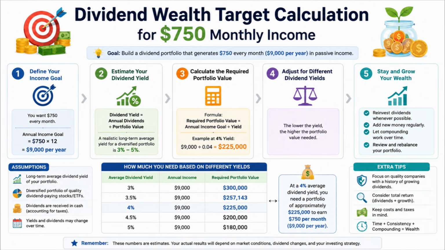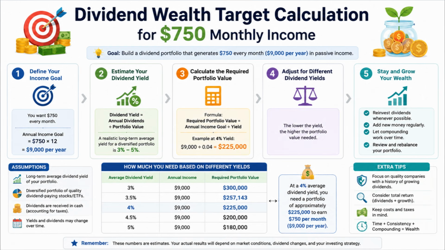After that, we calculate the required portfolio value. The formula is very simple. Required portfolio value equals annual income goal divided by dividend yield. For example, if your average dividend yield is 4%, then you divide $9,000 by 0.04. This gives a required portfolio value of $225,000. Therefore, at a 4% average dividend yield, you would need a portfolio of approximately $225,000 to earn $750 per month, or $9,000 per year, in dividend income.